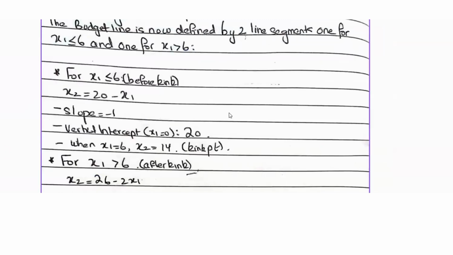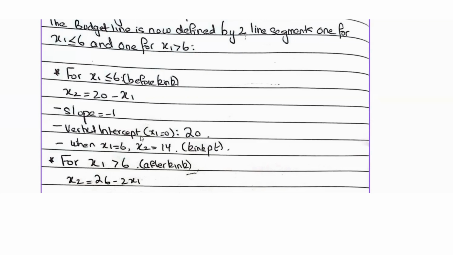Now, if we graphically want to plot this, on the horizontal axis we have x1, on the vertical axis we have x2. So like we said, the budget line is now defined by two line segments, one for x1 less than or equal to 6 and one for x1 greater than 6. Like we just established, for x1 less than or equal to 6, the region before the kink, the equation is this, we just found this, x2 is 20 minus x1. Now from here, let's identify the slope. The reason we wrote it as x2 in terms of x1 is that when you want to graphically plot it, it will be very easy to identify slope and vertical intercept, because it is in the form y is equal to mx plus c, where y here is x2 and x here is x1. So since it's already in the nice form of y is equal to mx plus c, we can identify the slope here as -1, the coefficient of x1, which is on the x-axis.